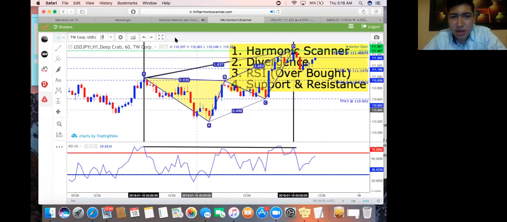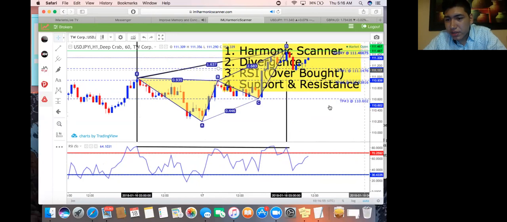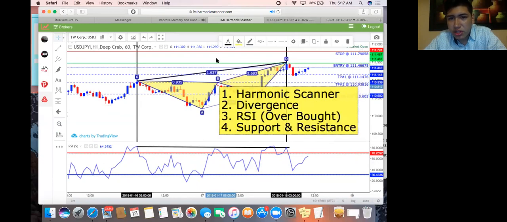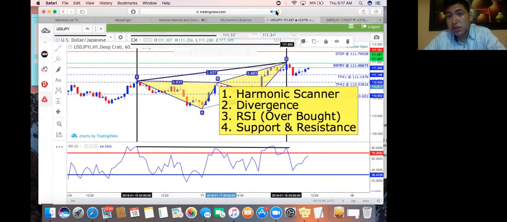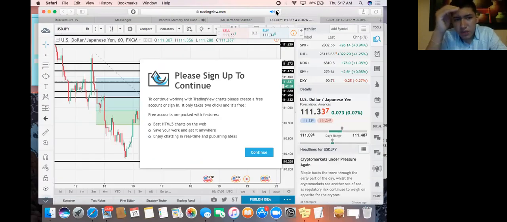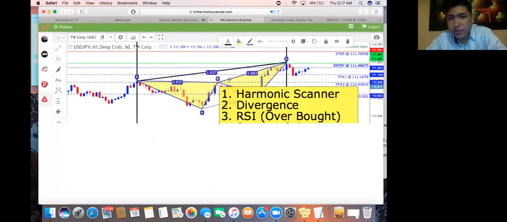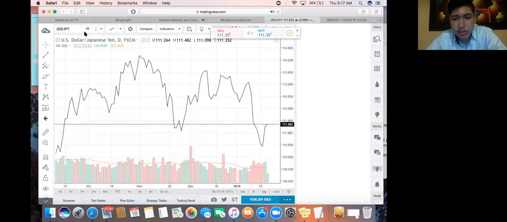Sometimes I use the stop loss that the harmonic scanner gives me. For example, on this trade, let me see what stop loss I used. So it was 111,790. Let me go ahead and verify the chart. I'll tell you what stop loss I use personally. I usually use the closest resistance level. Why? Because I know the market can come back up to resistance, so I put it above the resistance level. So on the harmonic scanner, the stop loss was 111,790.